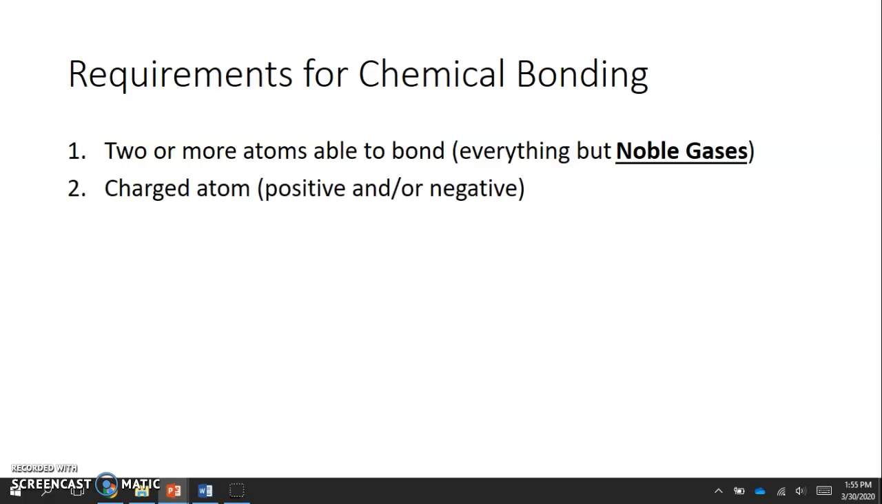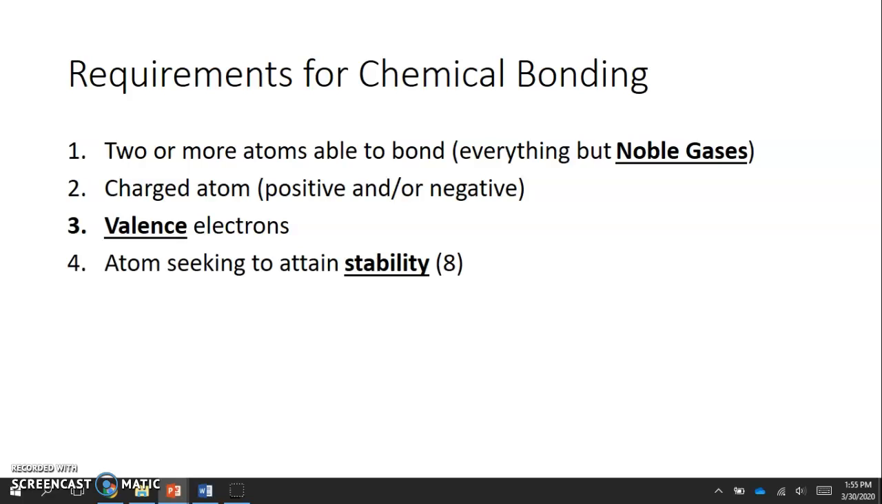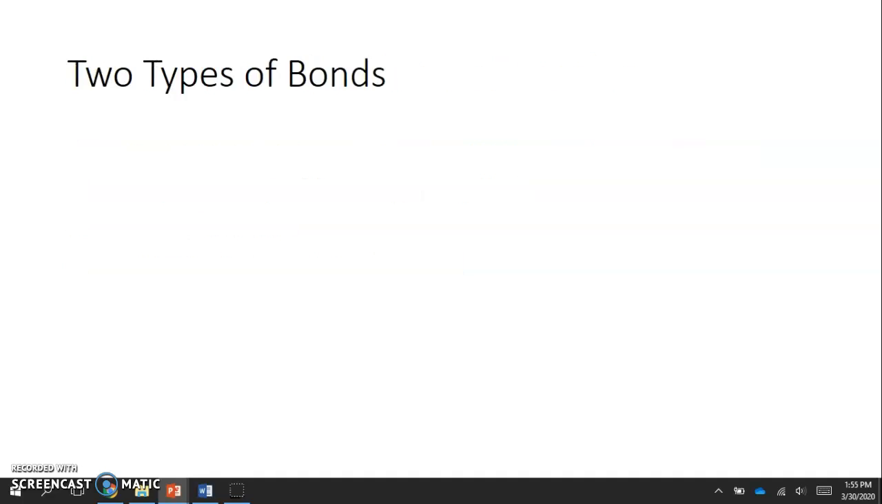They're happy. Charged atoms can be positive or negative. Remember, we saw that with ions. You can lose electrons or you can gain electrons. You have to have valence electrons. So in order to bond with another element, you have to have valence electrons to be shared or given away or taken. And then your atom is always seeking to attain stability. Remember, atoms are stable when they reach those 8 valence electrons in their outermost shell. Okay, so keeping those 4 things in mind, we got to talk about 2 different types of bonds.